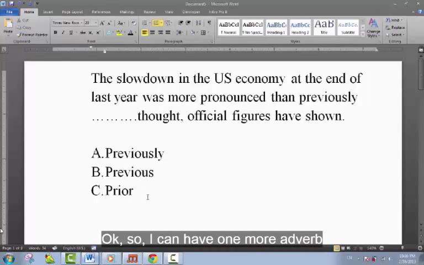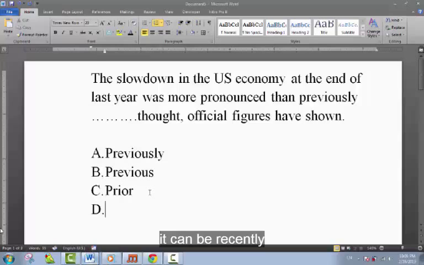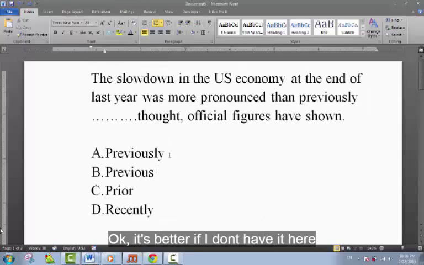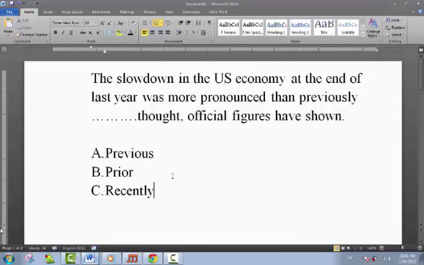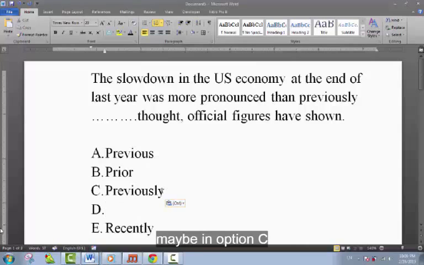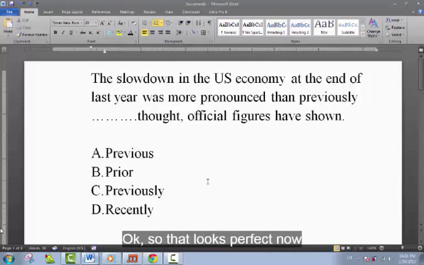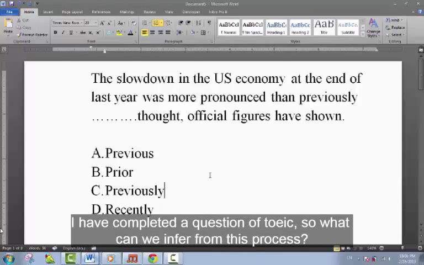Okay, so I can have one more adverb. It can be very recently. Okay, it's better if I don't have it here. Maybe it's the option C. Okay, so that looks perfect now. I have completed a question of Toeic.